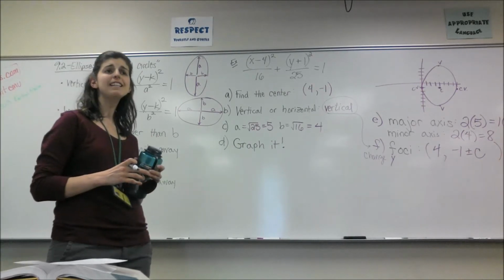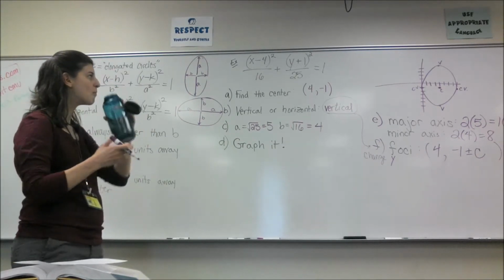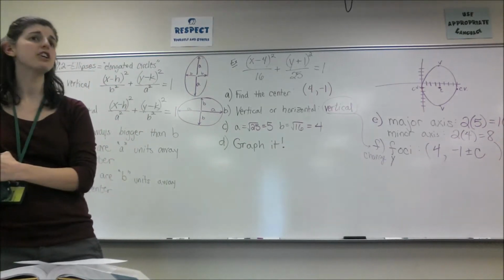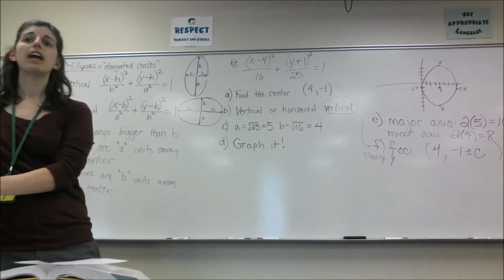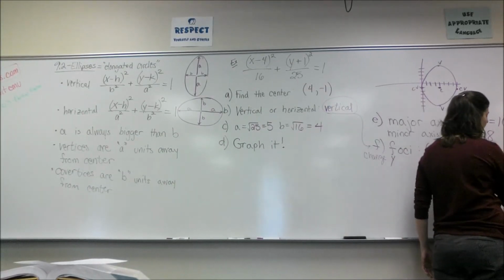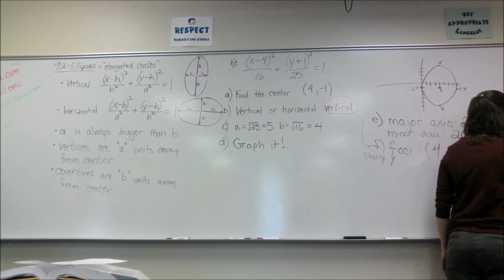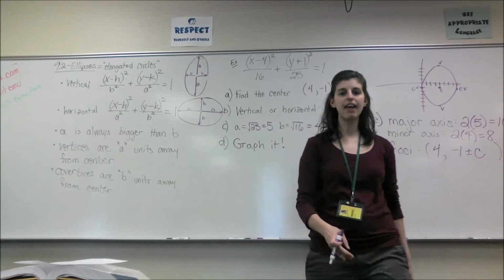So we have to find C. What's A and B? 4 and 5. Which one's which? Because it does matter. A is 5. And B is 4. So 5 squared equals 4 squared plus C squared. And I should be able to solve that.